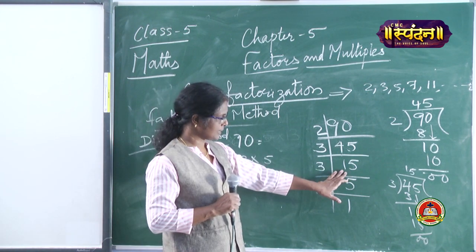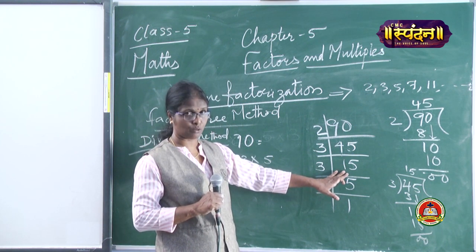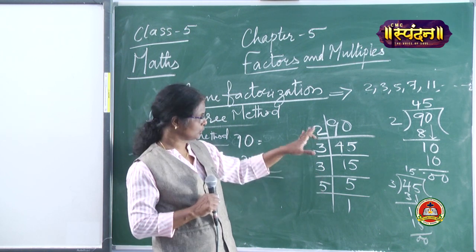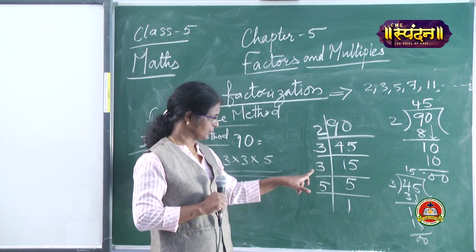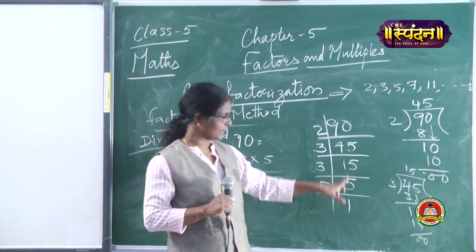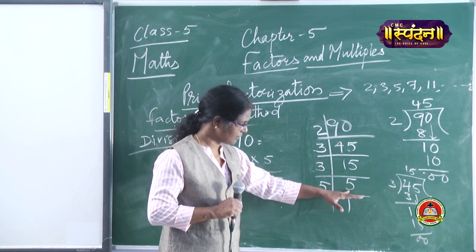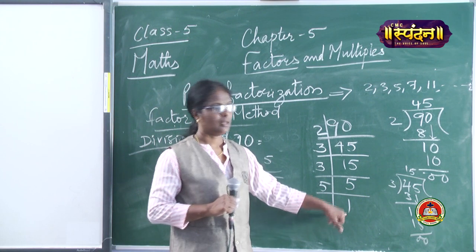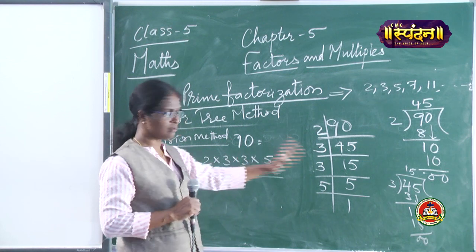Coming to the next answer, 15 is divisible by 3 as well as by 5, but we go for the first prime number, that is 3. After 2 we have the next prime number, because 15 is not divisible by 2, it is divisible by 3. So we divide it by 3, and you get the answer 5. 5 is a prime number, further division is not possible, so 5 is divisible by 5 only, and you get 1 as the quotient. So here 90 can be expressed as 2 into 3 into 3 into 5.